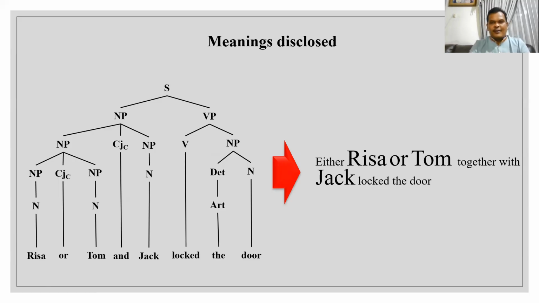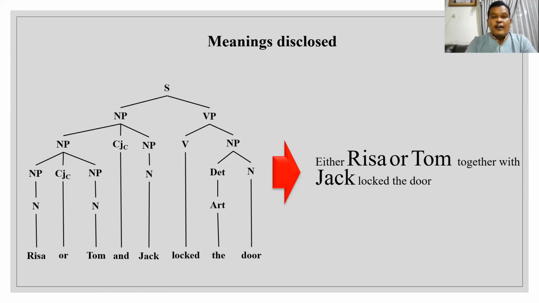So you can find that the meanings of the same sentence are different because of the different diagrams. So we can assume that a tree diagram can be used to disclose the ambiguity or the ambiguous meaning in a sentence. And the first ambiguity disclosed by using this tree diagram is the meaning that involves coordinate conjunction.